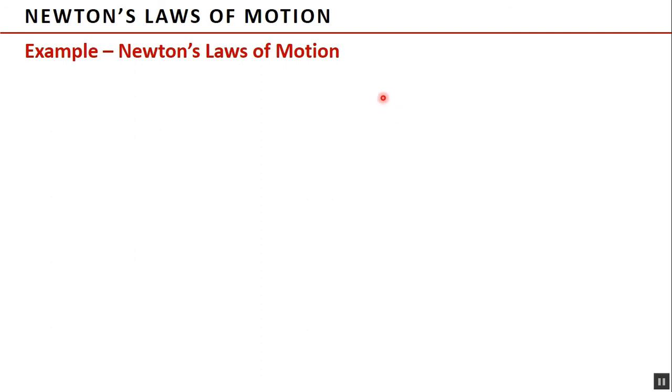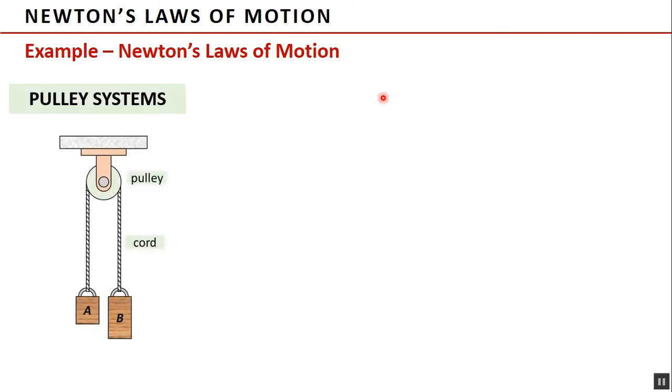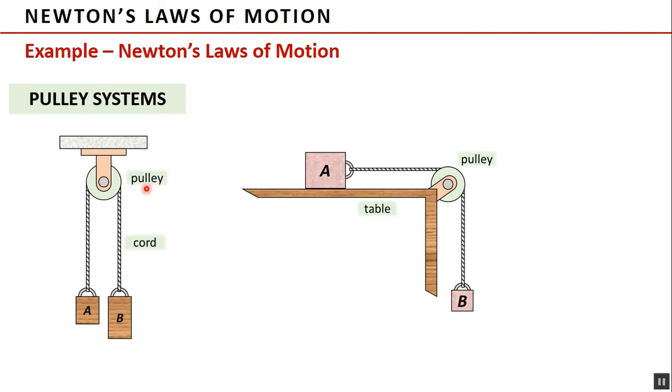The next 2 problems that we will encounter deal with pulley systems composed of 2 objects interconnected with flexible materials such as rope, cable, cord or string, that pass over a light frictionless pulley. Here are some examples of pulley systems.